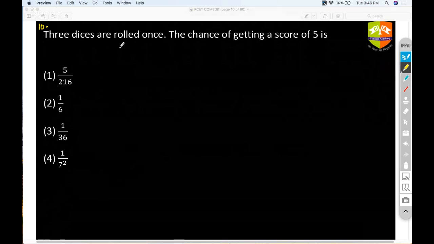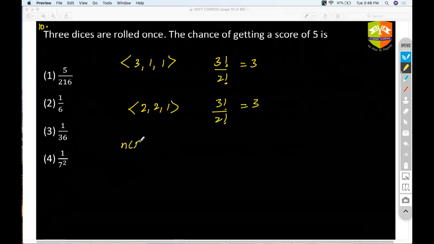Great. So you can get a sum of 5 only when you have the numbers on the dice as 3, 1, 1 or various permutations of this, which is going to be actually 3 factorial by 2 factorial, because you can have 131, 113 as well. Or you could have a 2, 2, 1 case. Again, that would be 3 factorial by 2 factorial. That's again 3. So total number of favorable events will be 3 plus 3. That's going to be 6.